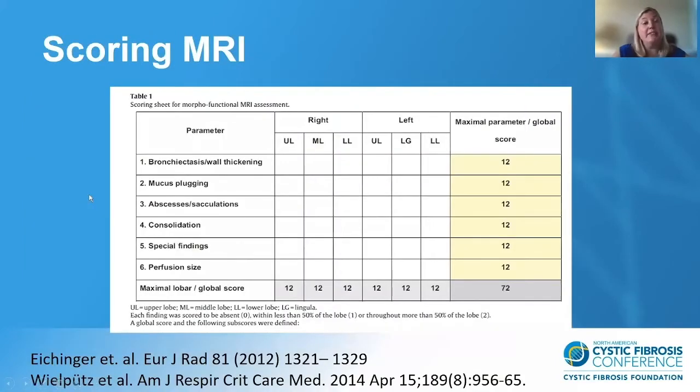Furthermore, there's been extensive effort to be able to score MRI scans in order to achieve the ability to compare across different sites. This is one such scoring system that's probably the most widely used one. And here you can see that the reader will evaluate for bronchiectasis or wall thickening, mucus plugging, abscesses or sacculations, consolidations, special findings, and perfusion defects in the right and the left lung by lobe. And the larger the score that's given, the worse the disease.